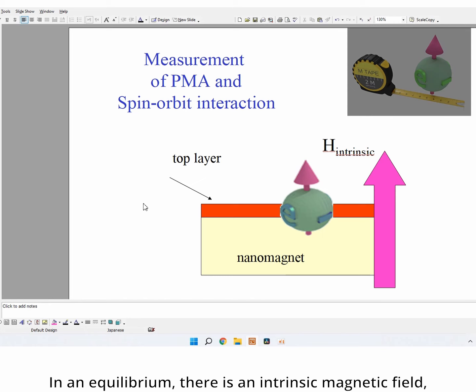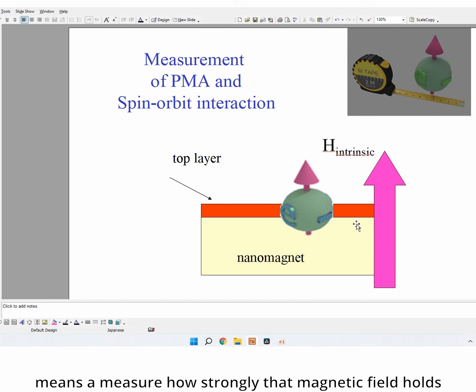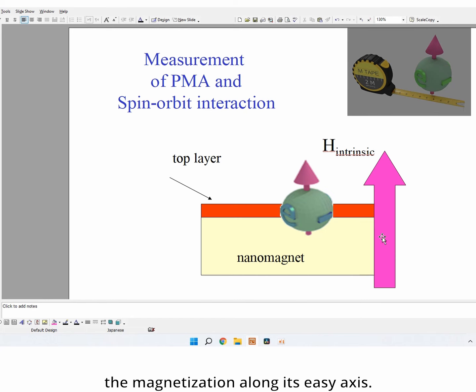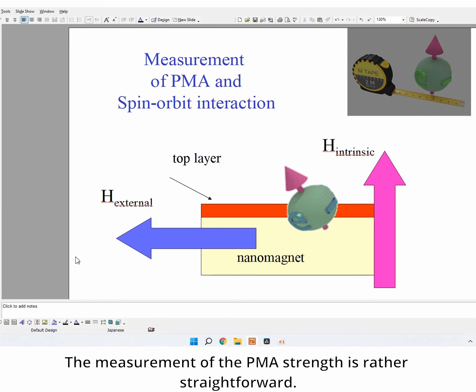In equilibrium, there is an intrinsic magnetic field which holds magnetization perpendicular to plane, also called along the magnetic z-axis. The measurement of the strength of PMA means a measure how strongly that magnetic field holds the magnetization along its z-axis. The measurement of the PMA strength is rather straightforward.